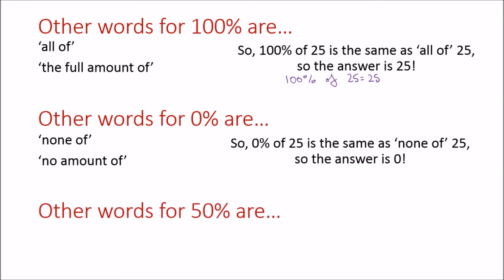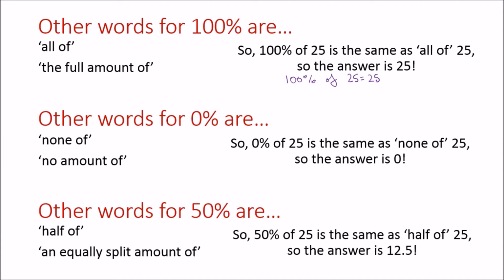Next up, 50% of an amount. So this is really talking about half of that amount, or what is the value if it's split equally into 2. So 50% of 25 is the same as saying half of 25, and so the answer would be 12.5.